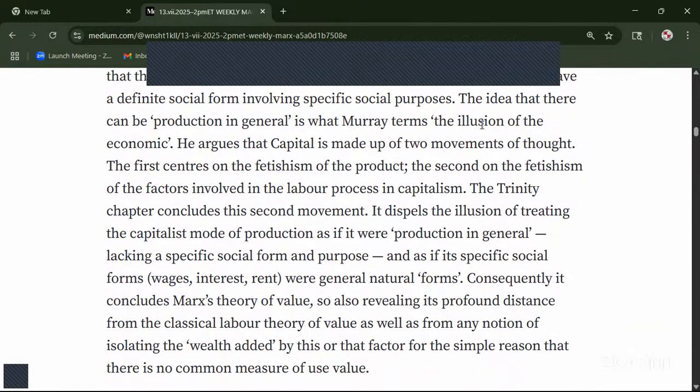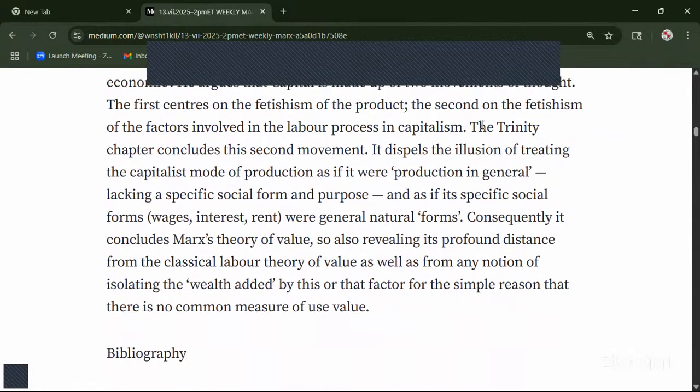Consequently, it concludes Marx's theory of value, so also revealing its profound distance from the classical labor theory of value, as well as from any notion of isolating the wealth added by this or that factor, for the simple reason that there is no common measure of use value. Now, that may not seem horribly clear, but it is an introduction to the text.